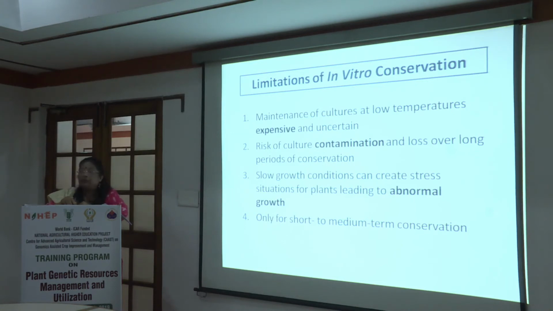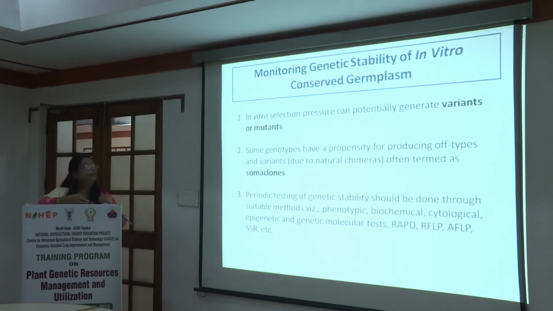Also, contamination is a big issue in tissue culture, and slow growth conditions can create stress. I have already talked about somaclonal variation, and this technique is only applicable for short to medium term, say 3 months to a maximum of 3 years. So to overcome that, we need to move to the cryopreservation technology, which I will come to now.